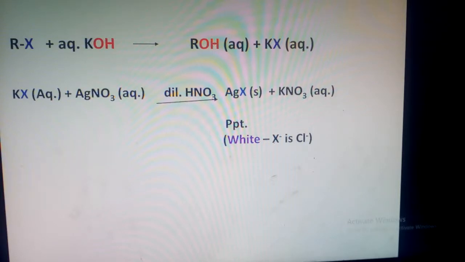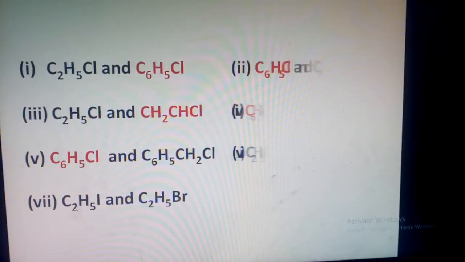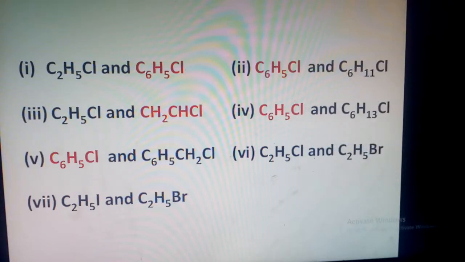So I already told you: white PPT, then chloride ion; cream PPT, then bromide ion; and if it is yellow PPT, then it is an iodide ion. So these are the list of organic compounds that can be distinguished by using the aqueous KOH and acidified silver nitrate reaction, and here all which I have mentioned in red, they do not give this test.